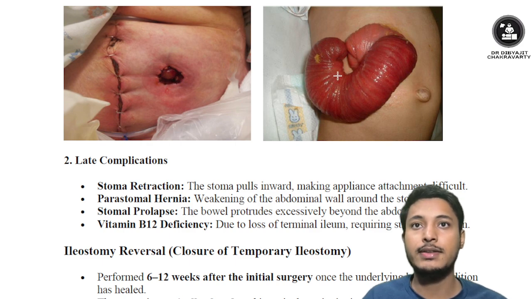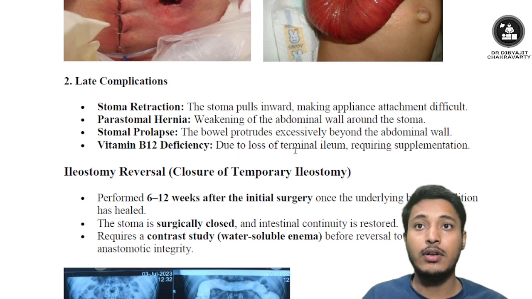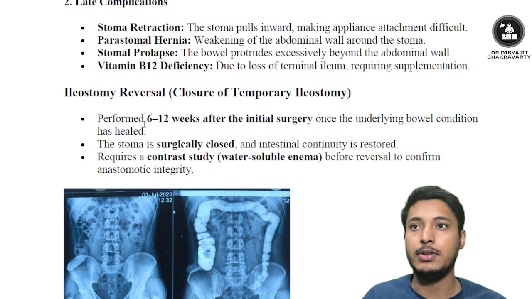Here in this picture, we can see the bowel loop directly coming out through the stoma, which is known as the stomal prolapse. And if it comes out through the adjacent weak bowel wall, it is known as the peristomal hernia. And vitamin B12 deficiency due to loss of terminal ileum absorption, which is responsible for absorption of vitamin B12. And this requires supplementation of the vitamin B12.